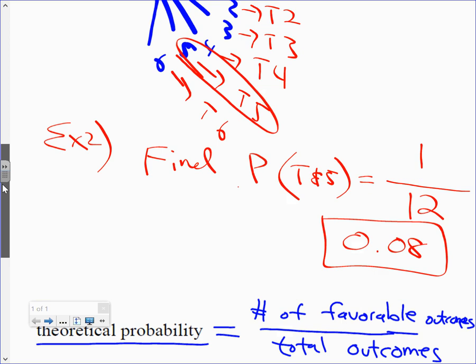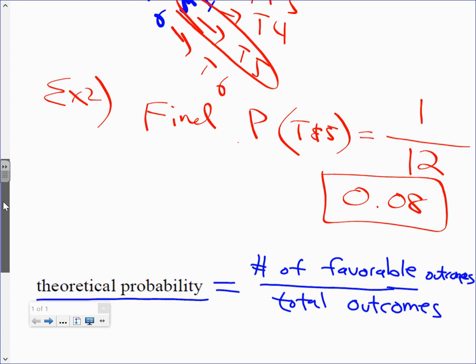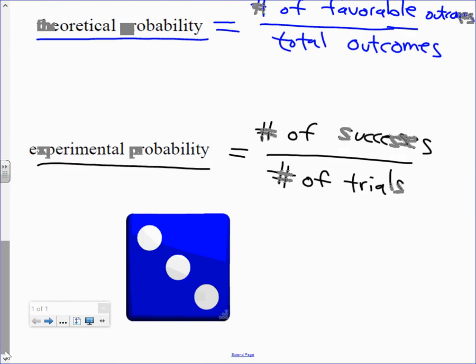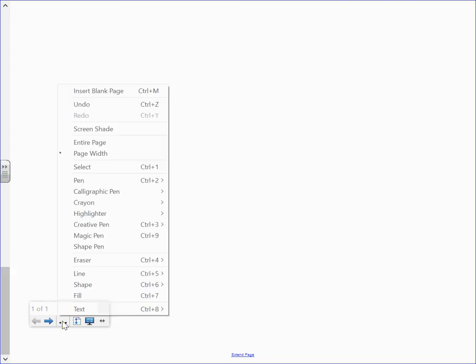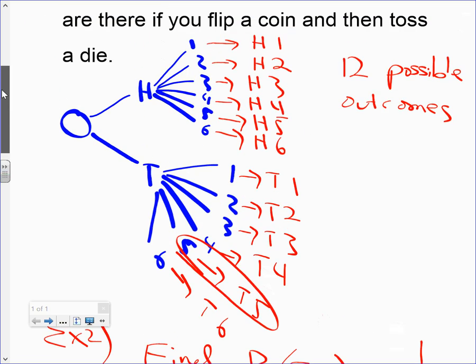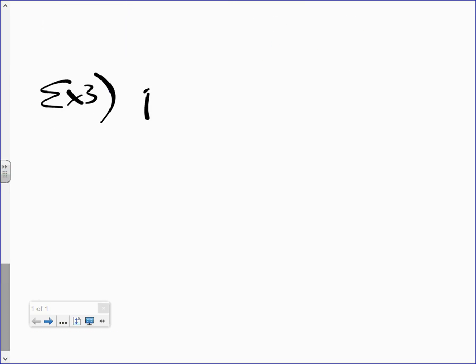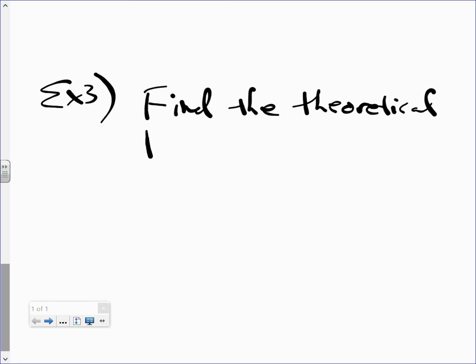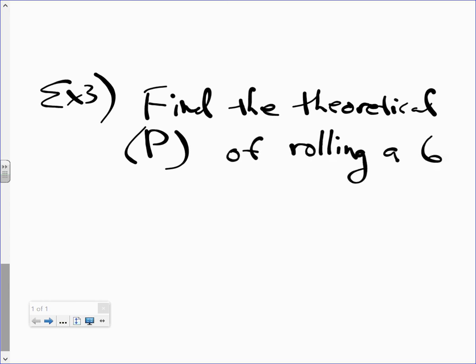Hold on. So, example 2. Go ahead and flip your page. We're going to write example 3. So you're going to put example 3 on the other side. We've done example 1 and 2 on the other side. Here's example 3. Find the theoretical probability. I'll put P for probability of rolling a 6. Find the theoretical probability of rolling a 6. So this is on the other side, example 3.